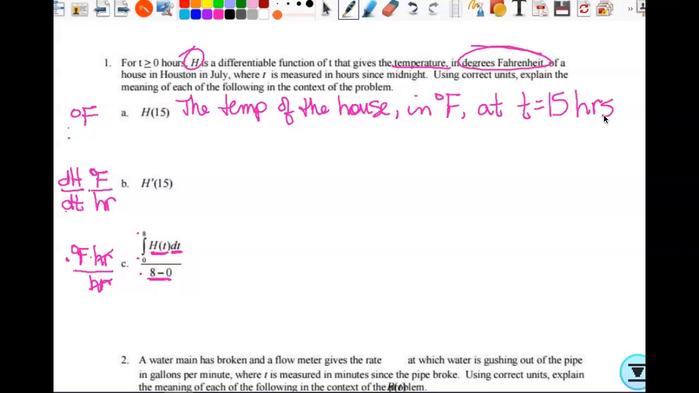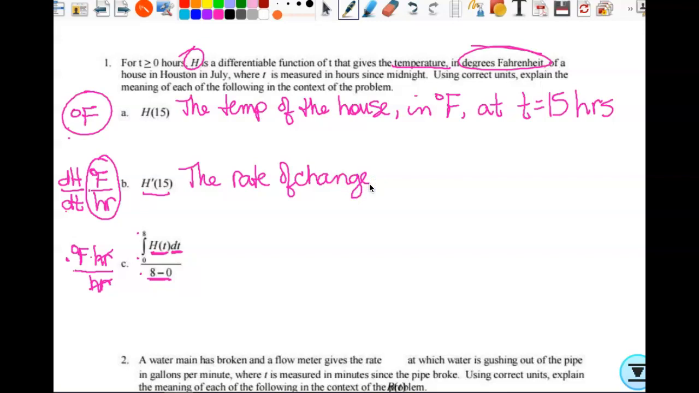So then we have H prime. So that was in degrees Fahrenheit. We made sure we said that. We have H prime of 15 now. This is degrees Fahrenheit per hour. So this represents a what? Change. A what of change? Rate of change, okay? So I would say that this is the rate of change of what? Of the, give me a noun, of the what of the house? Temperature. The rate of change of the temperature of the house.